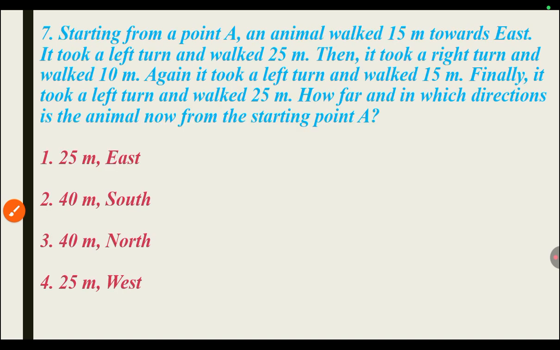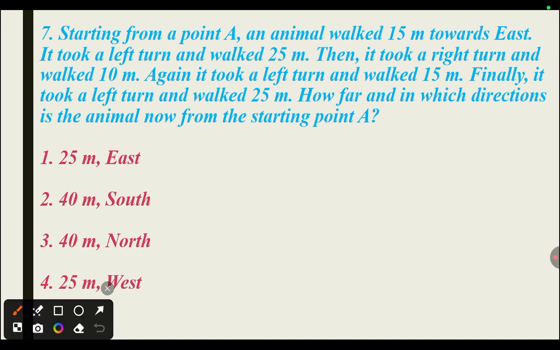Here comes the 7th question, and this is a directions question. I'll tell you the trick and I will also teach you the basic concept. First of all, I will teach you the basic concept which you all have to know. Starting from point A, so I'm writing point A somewhere here. This is my point A. An animal walked 15 meters towards east. This I'll take as 15 meters, an animal walking 15 meters towards east.